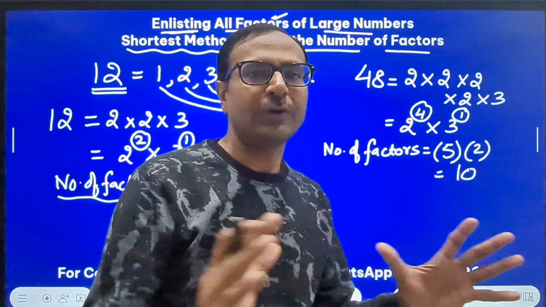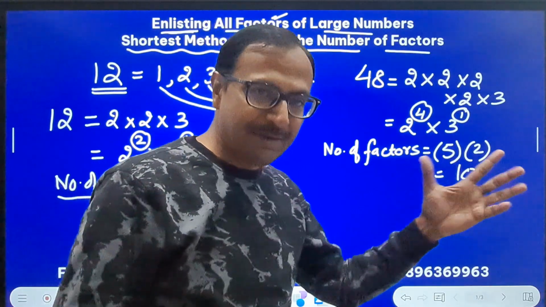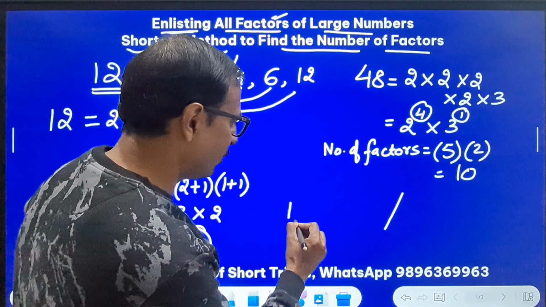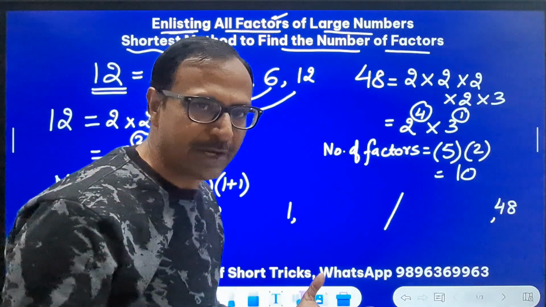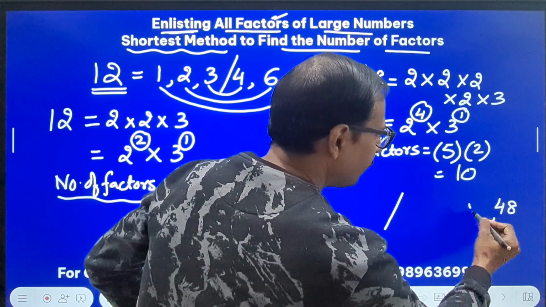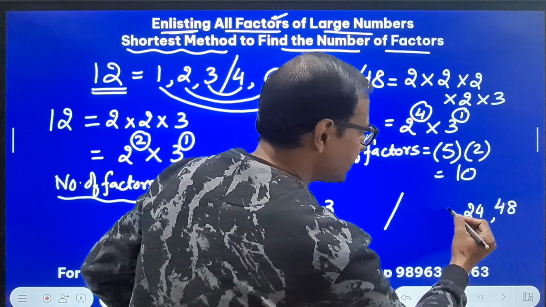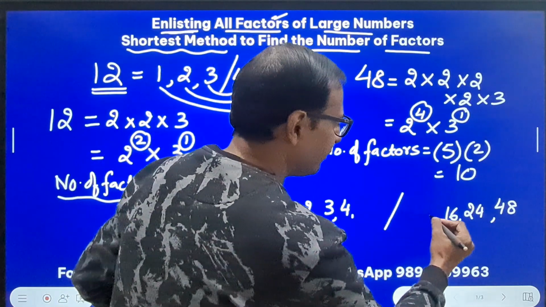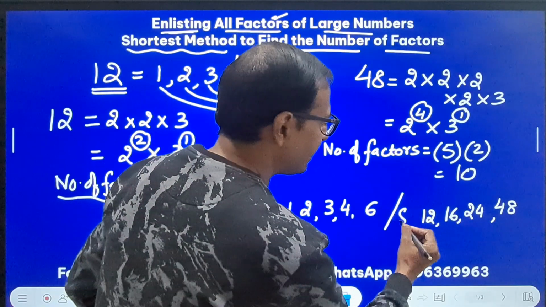Now one thing is for sure, you are not going to miss out anything, because you know you have to enlist 10 factors. Now 10 is an even number, so you will split it like this, and then start with a 1, and in the end you will have the 48, because 1 times 48 is going to give you 48. Then 48 is divisible by 2. Corresponding to 2, you will write 24, because 2 times 24 is again 48. Divisible by 3, 16 times 3 is again 48. Divisible by 4, so 4 times 12 is again 48. And divisible by 6, 8 times 6 is again 48.